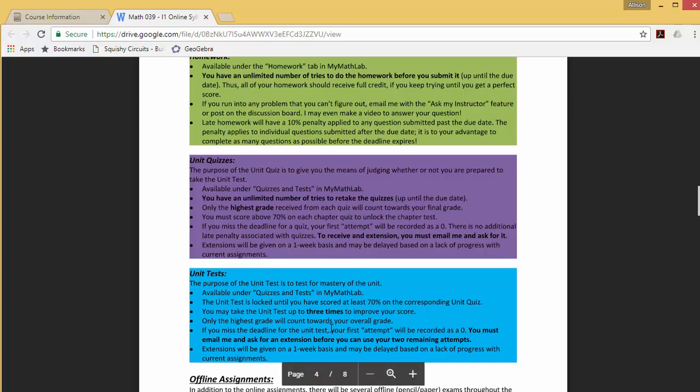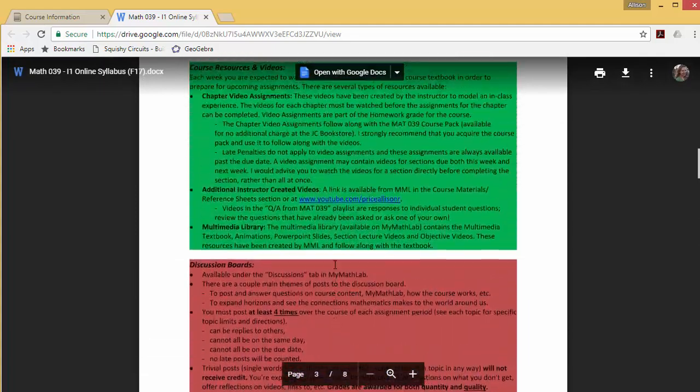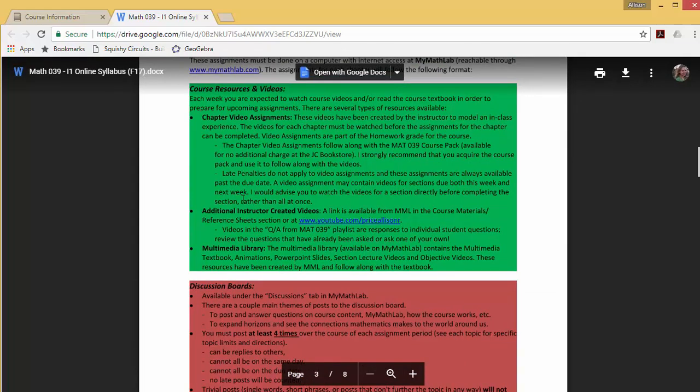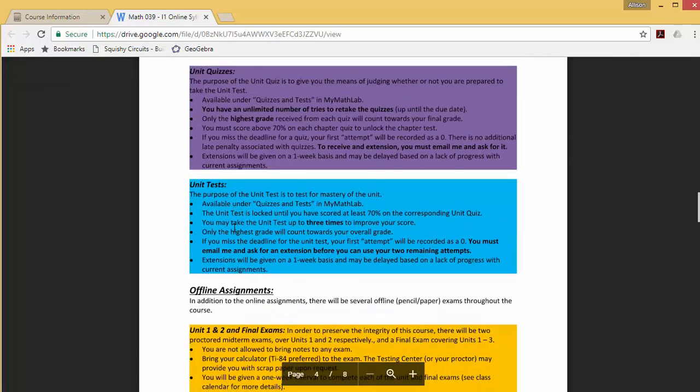Tests have a little bit more of a penalty because if you miss a deadline for a test, the first attempt on record is a 0, which means that you only have 2 remaining attempts to do well on that test. Okay, so that's also a penalty, and you also need to ask me for an extension on the tests. Okay, so those are the types of assignments that you will be completing on MyMathLab on the internet. All of those: the videos, the discussion boards, the homework, unit quizzes, and tests.